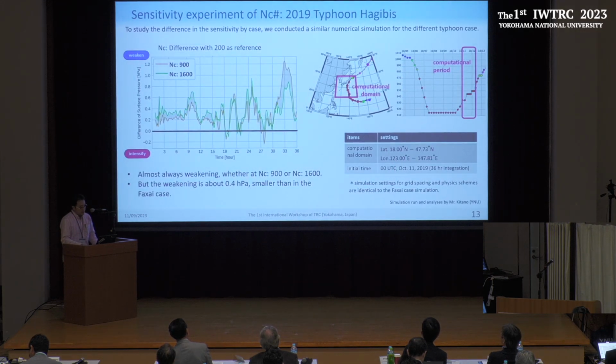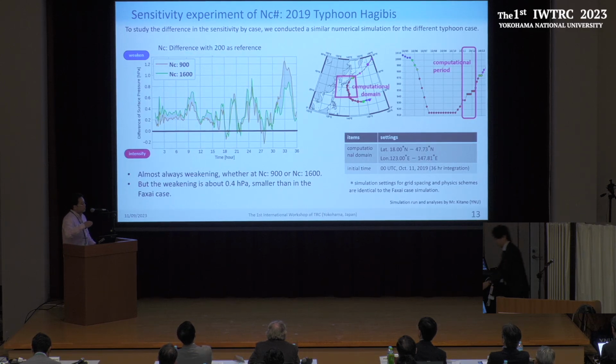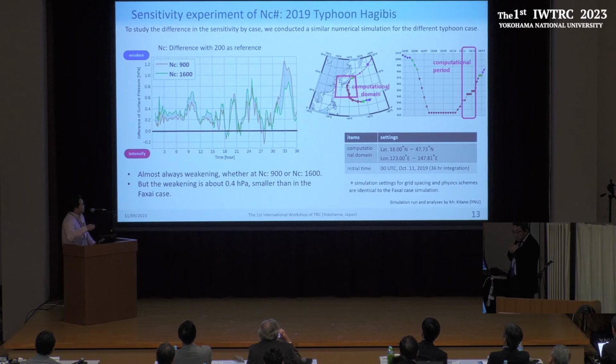To study the difference in sensitivity by case, we conducted a similar numerical simulation for a different typhoon case. Here I'm showing the Typhoon Hagibis case. This is a much bigger tropical cyclone compared to the previous one. The left-hand side figure shows the difference from NC 200. Here I'm showing 900 and 1600. The same story can be found: in this case, you can see almost always weakening, at both NC 900 and 1600.